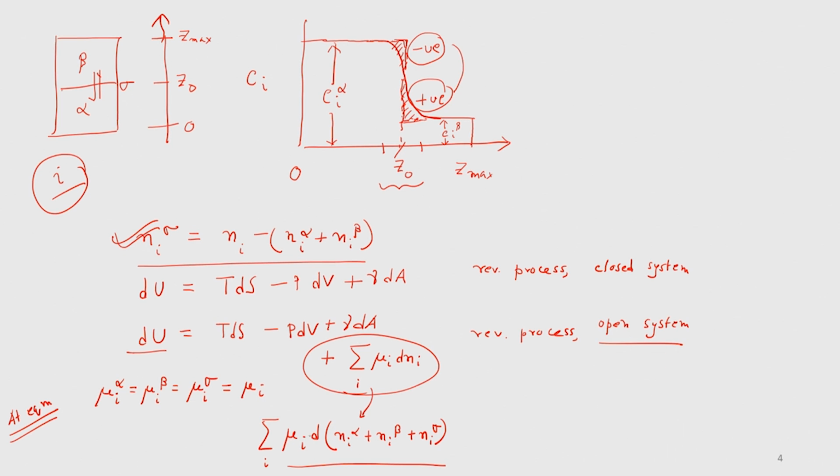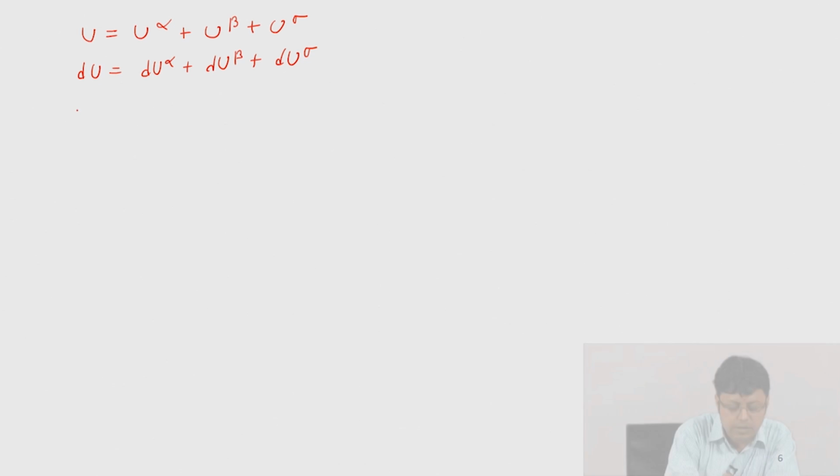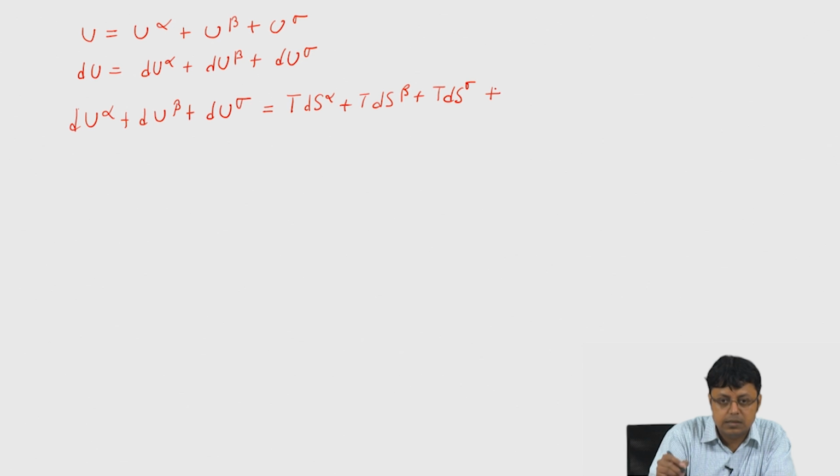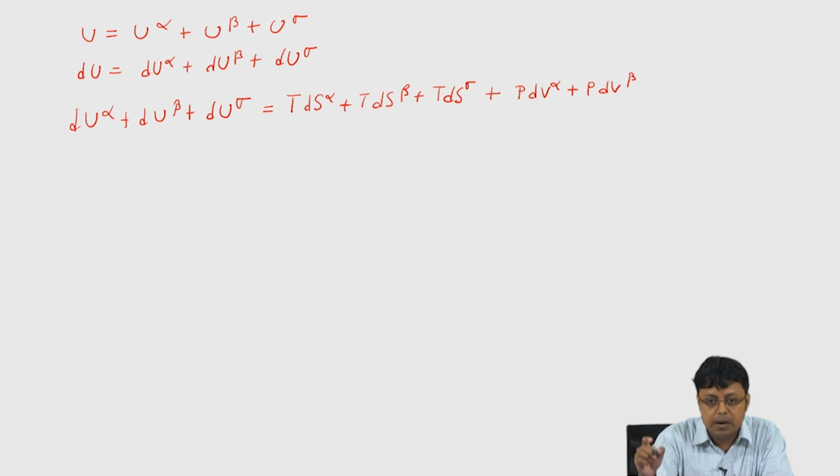So, that way we can write all the terms, and then you can ask how these individual terms, for example dU or dS, change. Now, let us rewrite it once again. We write dU alpha plus dU beta plus dU sigma is equal to TdS alpha plus TdS beta plus TdS sigma, plus there was a PdV term. So, I will have PdV alpha plus PdV beta, but there will be no PdV sigma because the dV of sigma, or V of sigma, is 0.